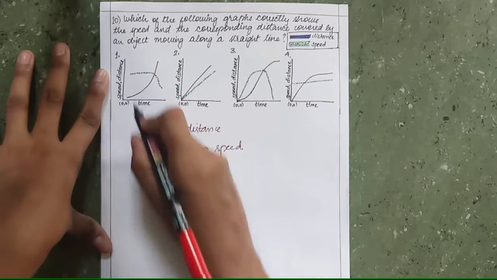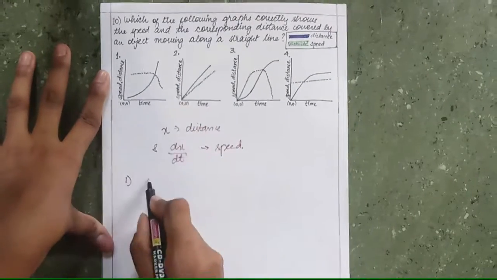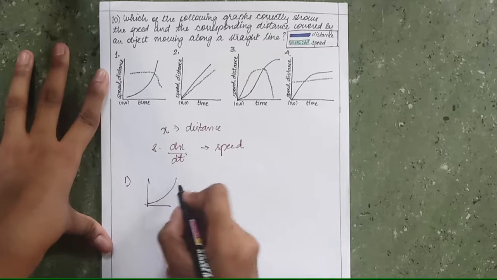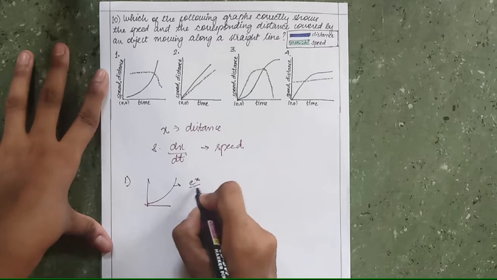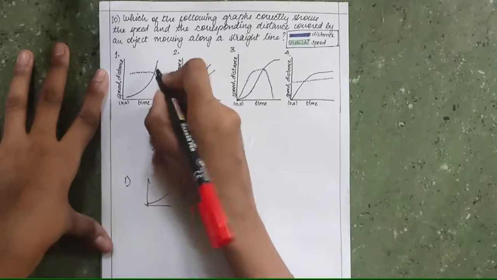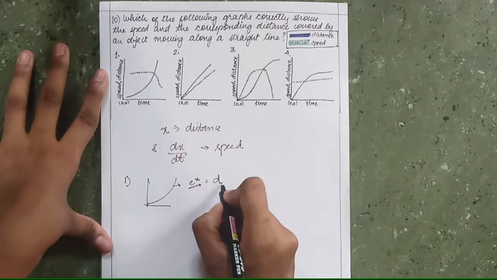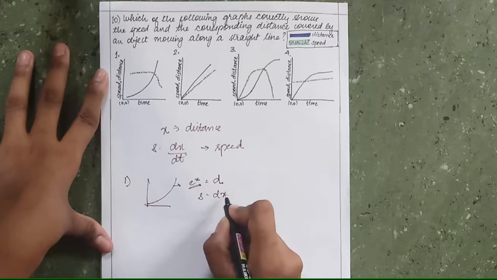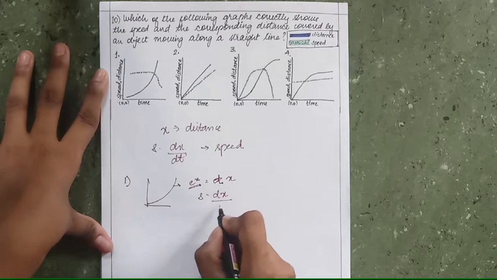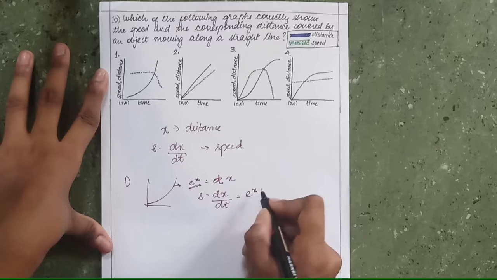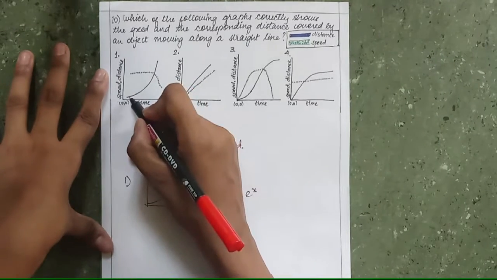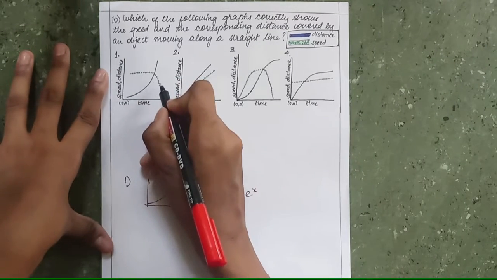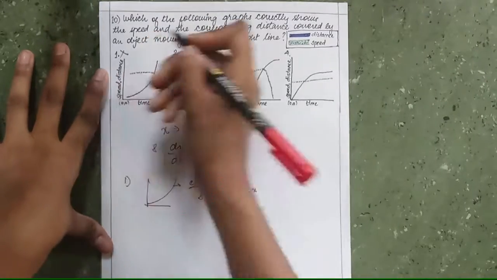So first analyzing graph 1, the graph appears this way, and this curve is similar to e power x curve. If the distance curve is equivalent to e power x, then speed, that is differentiation of this, is also going to be e power x. So the speed curve should have also followed this format. However, it is following a different curve. So option 1 is not true.